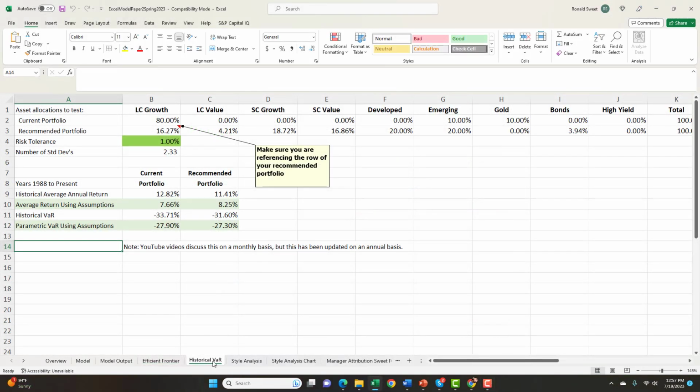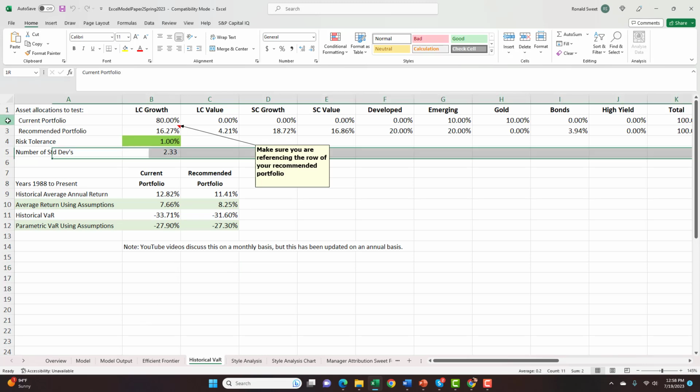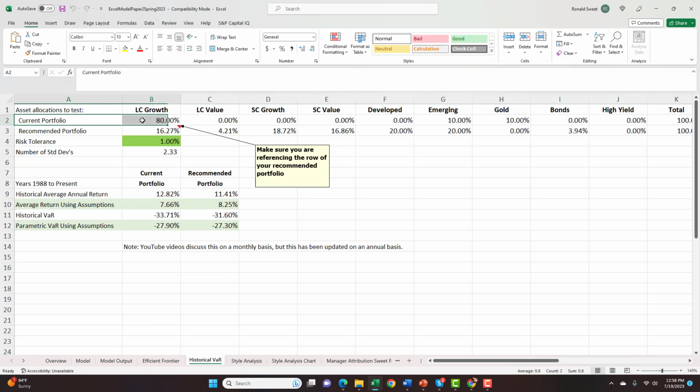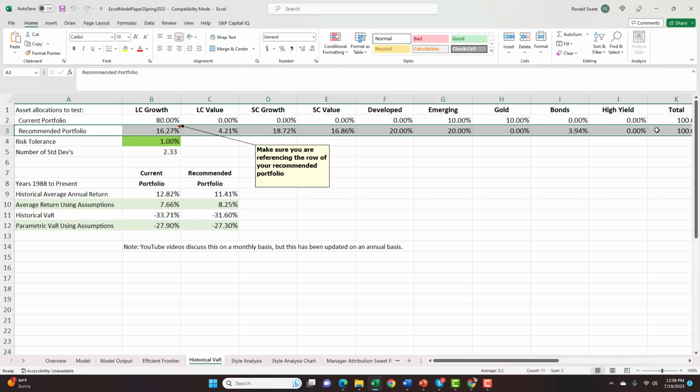and it's called Historical VAR. VAR is value at risk. It's a measure of risk similar to standard deviation. It's only slightly different, but it is insightful. And so what I have here is I start off with the portfolio that I had, my current portfolio, and then the portfolio that the efficient frontier gave me. This is the portfolio your wealth manager may be recommending to you.